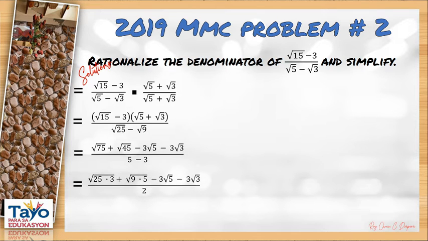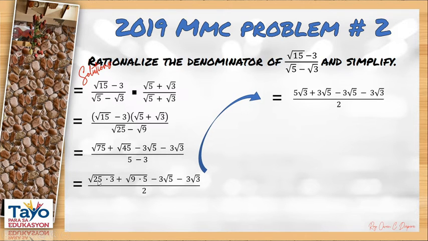Next, to simplify this further, since 75 and 45 are not perfect square numbers, we just get the factors of 75, which is 25 multiplied by 3, while 45 is 9 times 5. We just copy negative 3 square root of 5, negative 3 square root of 3, all over 5 minus 3, which is equal to 2. So let us continue this problem on this side.